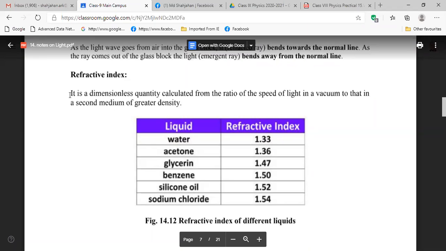Is it clear? If light goes from water to air, then bending of light will be away from the normal, right? That means if light goes from water to air, that time speed of light increases. So refractive index, you got the ratio, speed of light in a vacuum and speed of light in the medium it is going. The ratio is called refractive index.